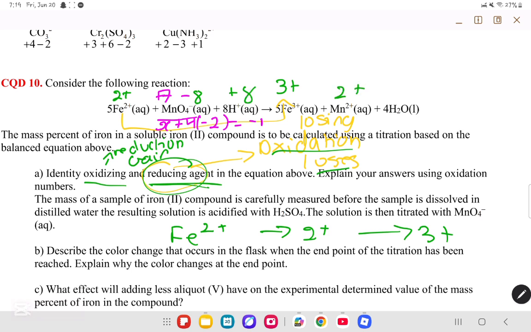It becomes 2+. So if Mn was originally +7 and it became 2+, that means it gained electrons because it's becoming a smaller number. The smaller the number it becomes, that means it's gaining electrons. And if it's gaining electrons, then we say that it is the oxidizing agent. So it is Mn, okay? MnO4- is the oxidizing agent. It went from +7, it became +2. That's part A done.